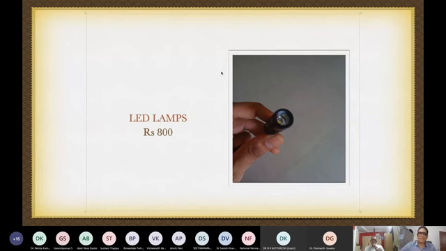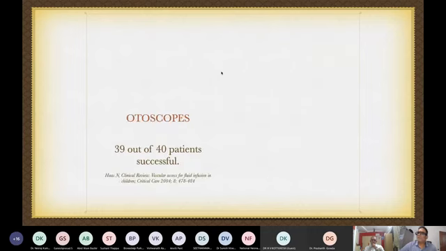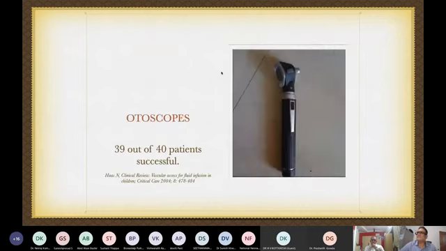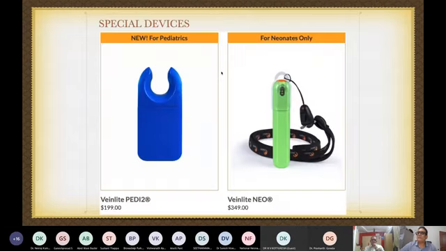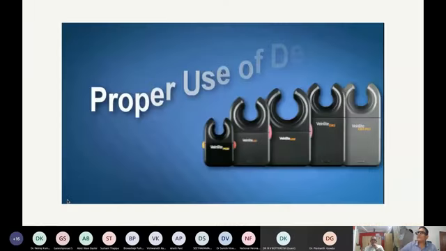But it is cheaper in the developing countries. Whereas the proper one, which is approved by the FDA and all those things, safety, medical devices, these devices are expensive. And one of these special devices called Vein Light, which has a pediatric version and a neonatal version, costs around $349 for the neonatal version.